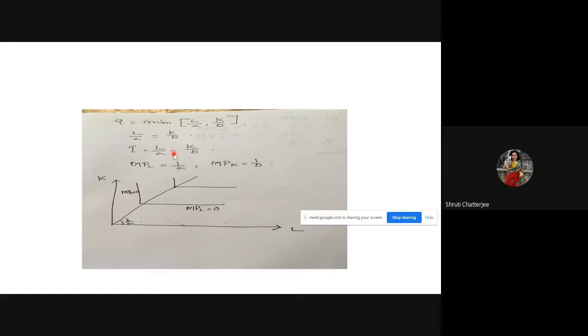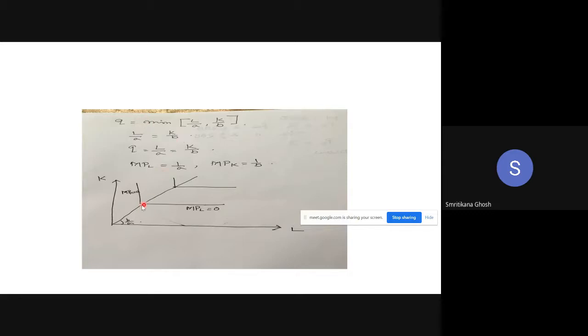And if it is, then Q is equal to K by B, because Q will be the minimum of these two. As now L by A is greater than K by B, so Q is equal to K by B. And if Q is equal to K by B, then MPL is equal to 0. So for the total stretch from this point, any point to the right of this point, MPL is 0 because of this greater than problem.